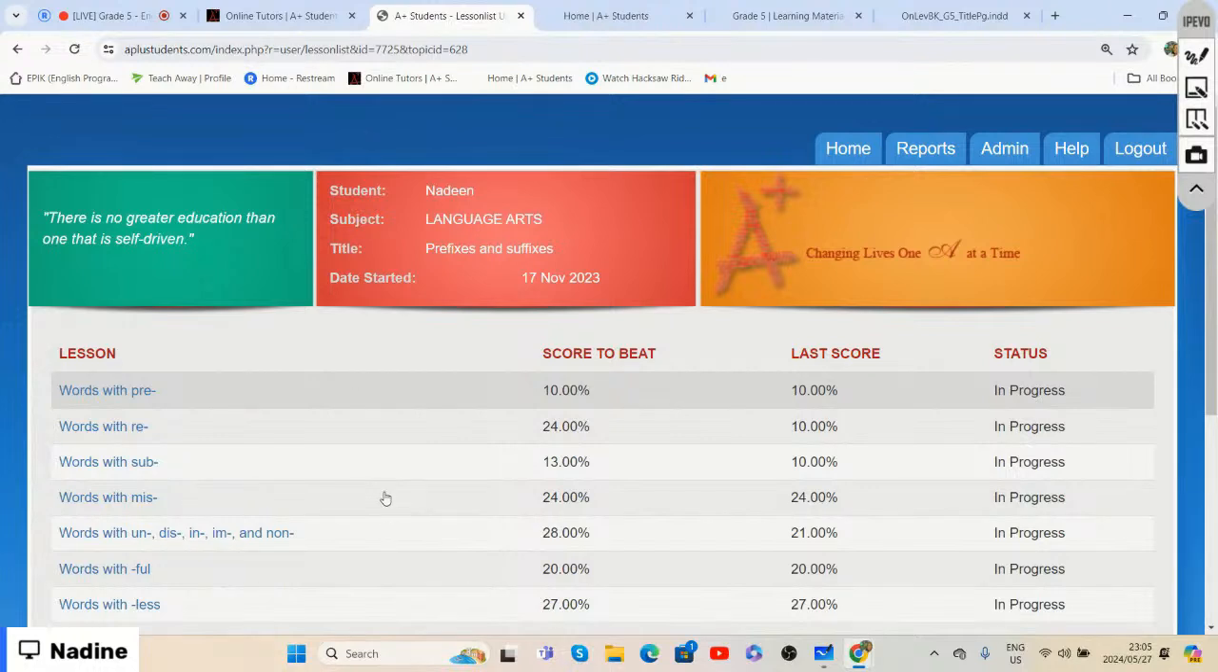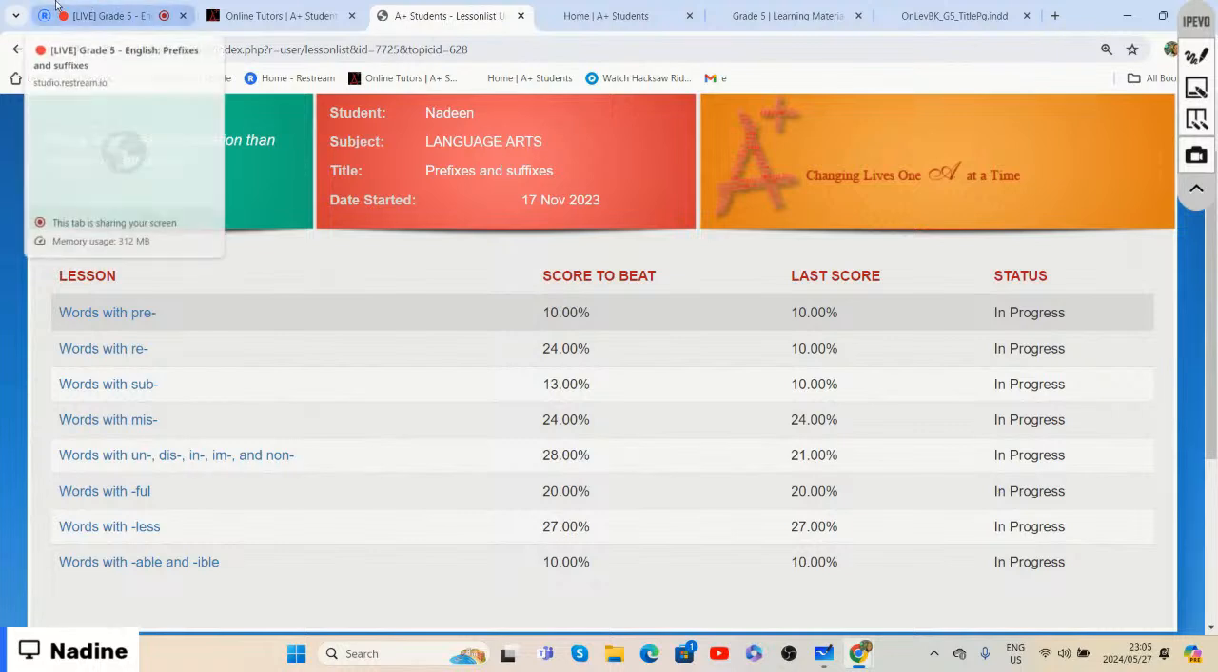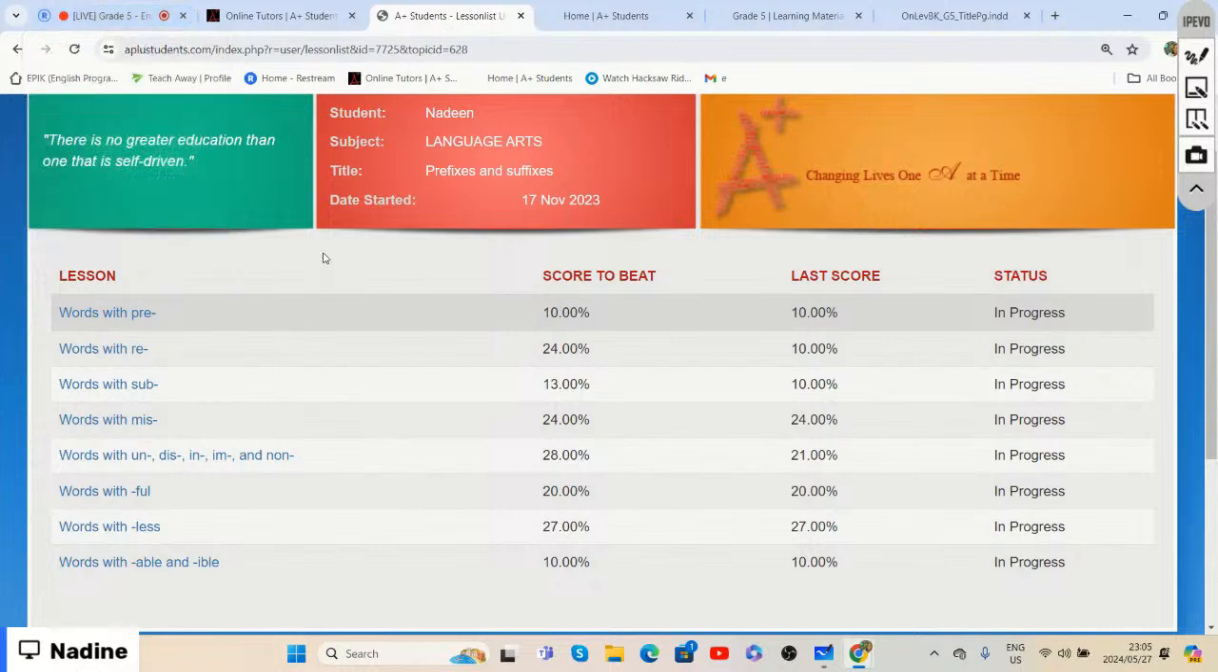So we've been doing the chapter of prefixes and suffixes, and we first did words with pre and re, then we did sub and miss, and then we also went on to the suffixes, which is full and less. So now we're going to end off our chapter on prefixes, and we're going to go on to our next lesson, which will be the last lesson on prefixes and suffixes, right?